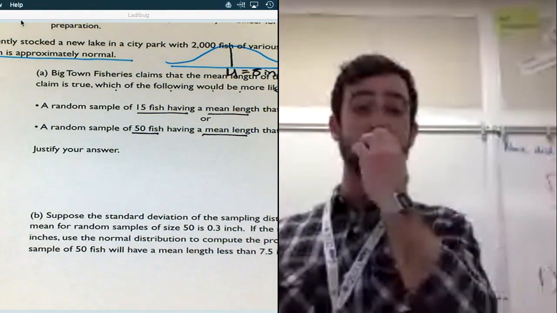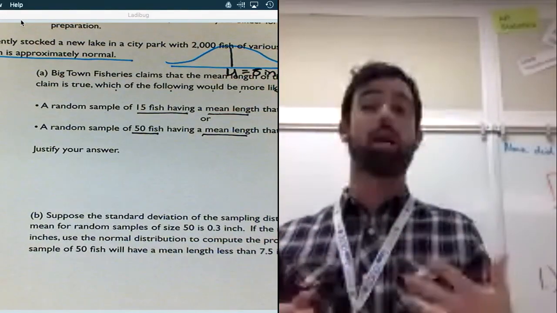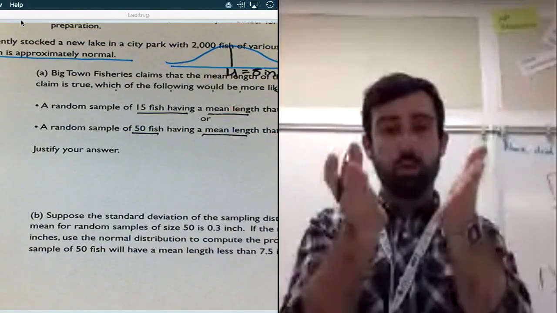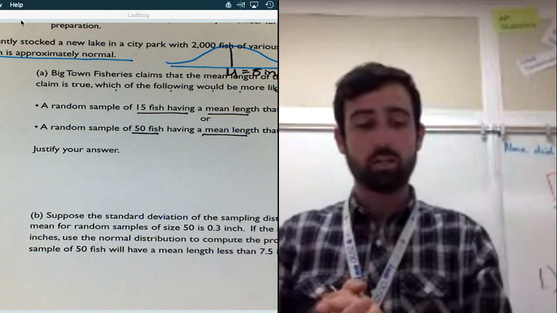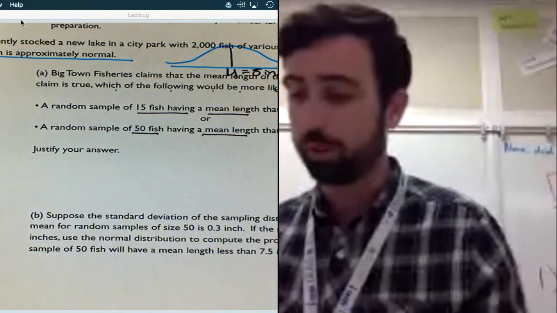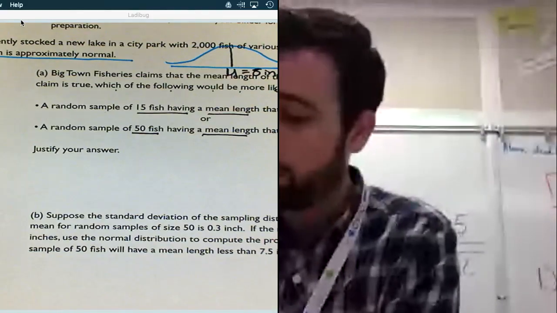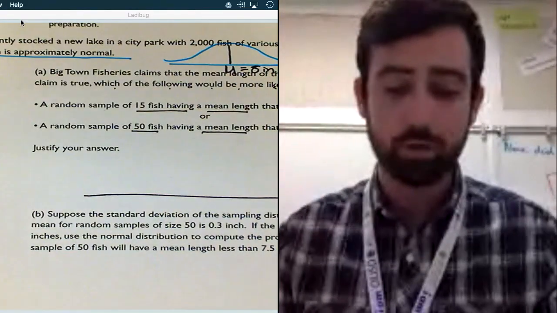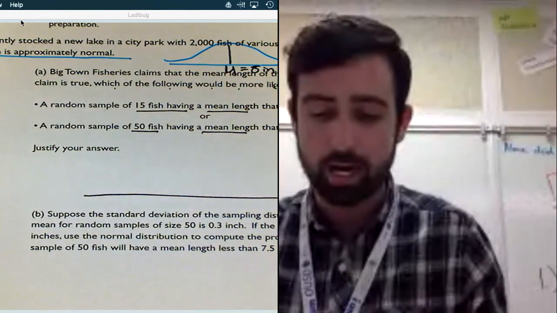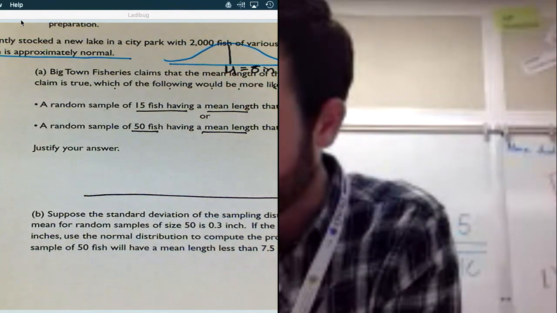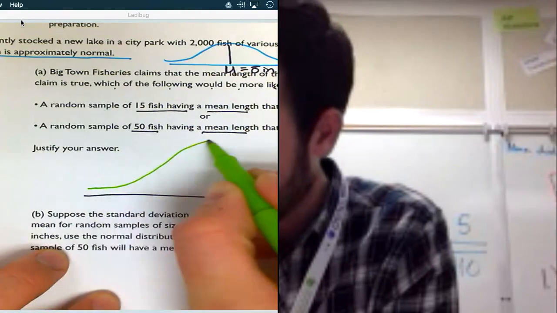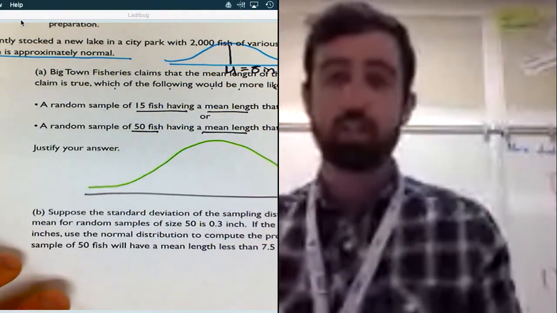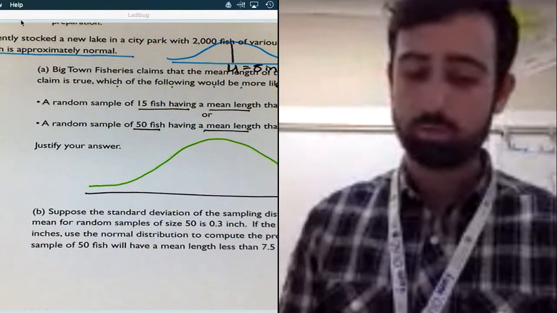All right, we increased our sample size. What happens when you increase your sample size? Your spread decreases, right? So let me draw it out for you. If we had our sampling distribution, let's say our first one is n equals 15, I'm sorry. Then we have a new sampling distribution for the 50.